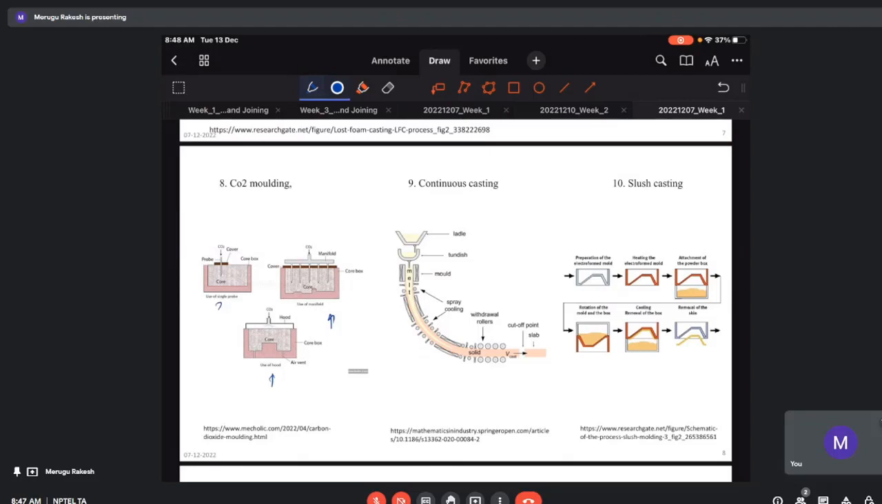If you have any doubts, it's very simple. You can easily find the process videos of these. Just have a look. It takes less than 2 minutes, and you can get a better understanding of these moldings.